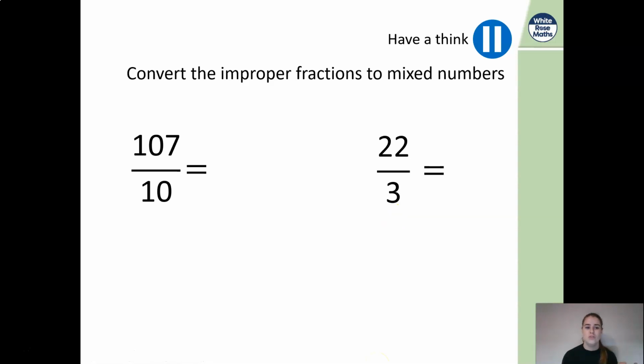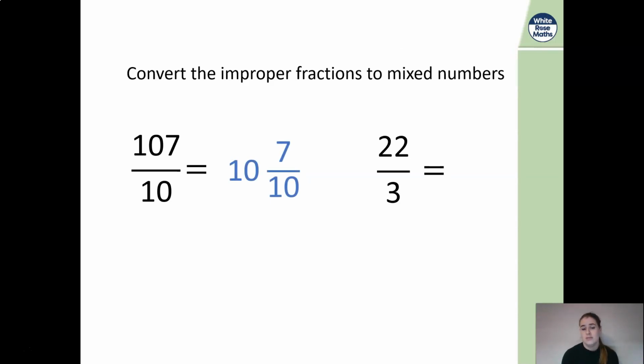Okay, well, 10s into 100 goes 10 times. So my whole number is going to be 10. But I've then got 7 left over. 7 remainder 7, so it's going to be 7/10. Now 3s into 21. Okay, we know 3s goes into 21 7 times, so it's 21. We have 1 left over, so it becomes 1/3.